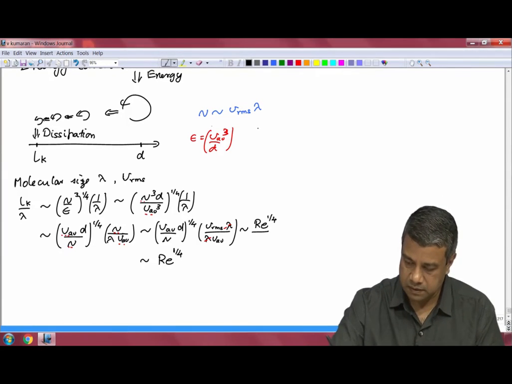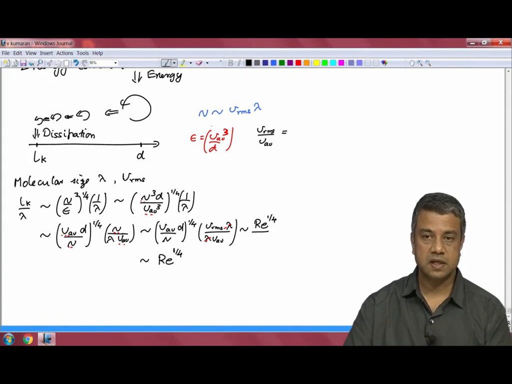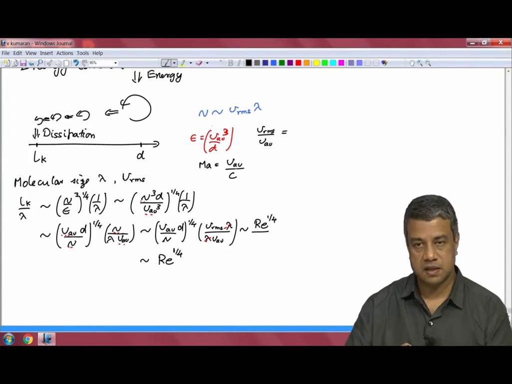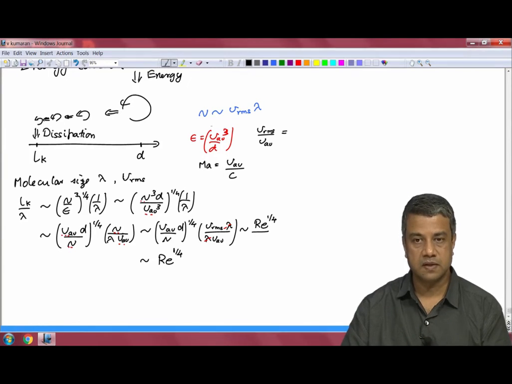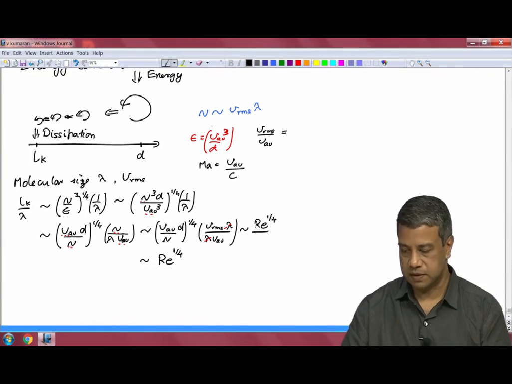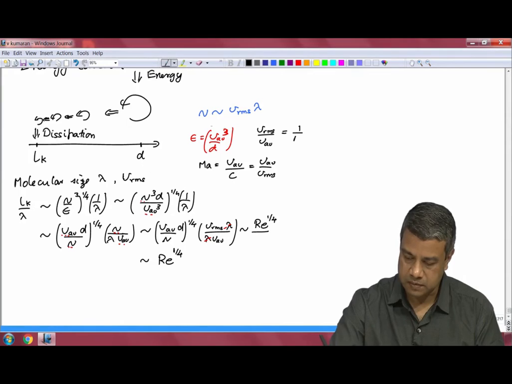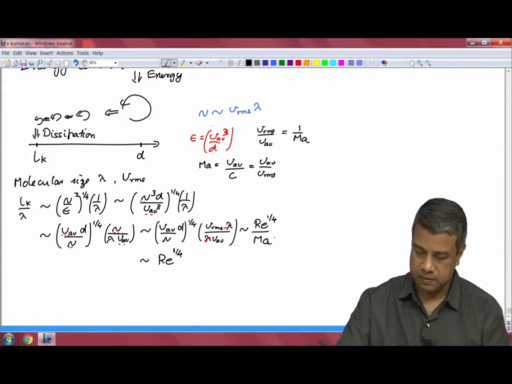And I have here Vrms by V average. Note that the Mach number is the flow velocity divided by the speed of sound, and the speed of sound is comparable to the root mean square of the molecular fluctuating velocity. Therefore, this Vrms by V average is equal to 1 over the Mach number. So, this goes as Re power 1/4 divided by the Mach number.